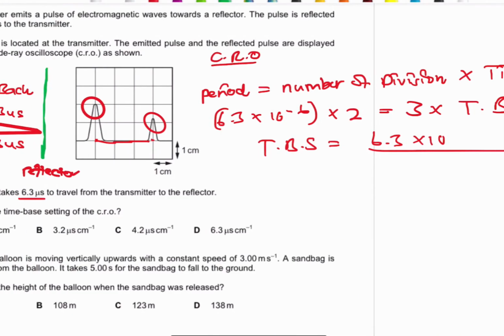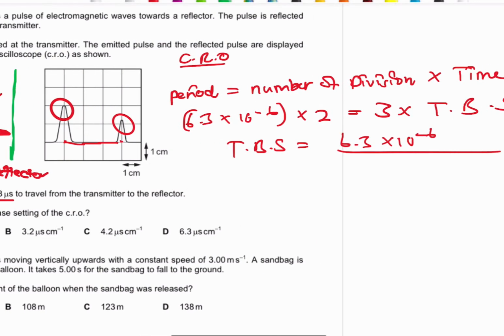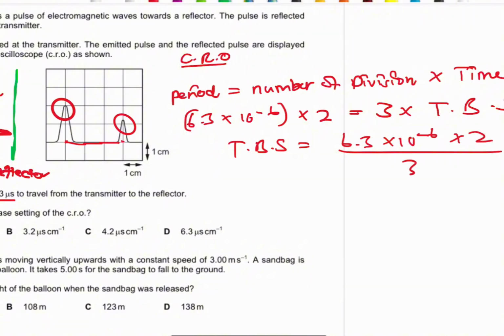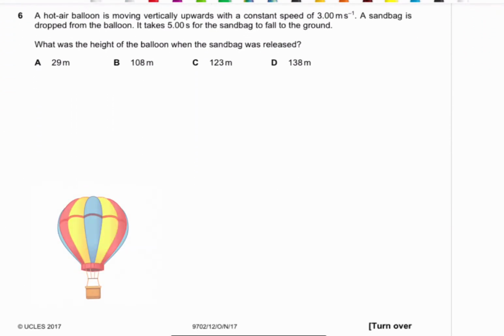Which is going to be 4.2 times 10 to the power of negative 6, or 4.2 microseconds per centimeter, which is going to be C. I hope it made sense. Move on to question 6.